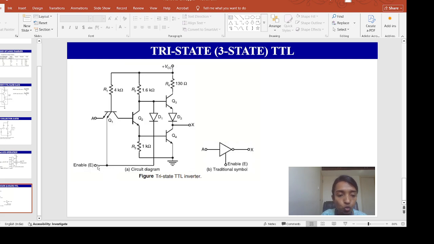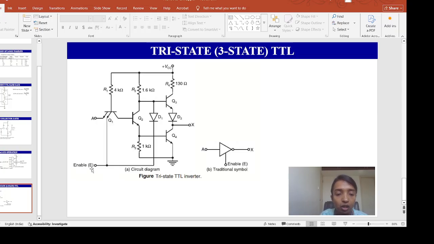When E equals 1, the circuit operates as a normal inverter, because if you give a high voltage at E, it has no effect on transistors Q1 or Q2. In this enabled condition, the output is simply the inversion of the logic input A. Next is the disabled state, the high Z state. When E is 0, what will happen? The circuit will go to the high Z state, regardless of what input you are giving at A.